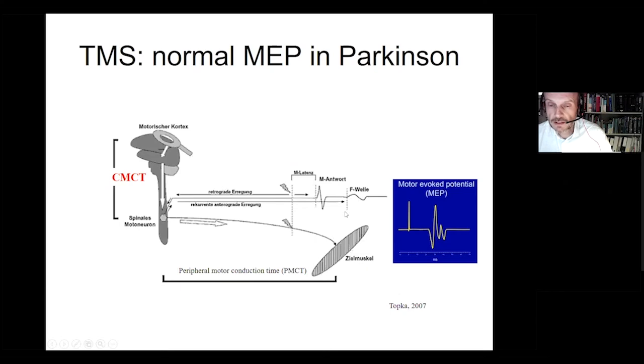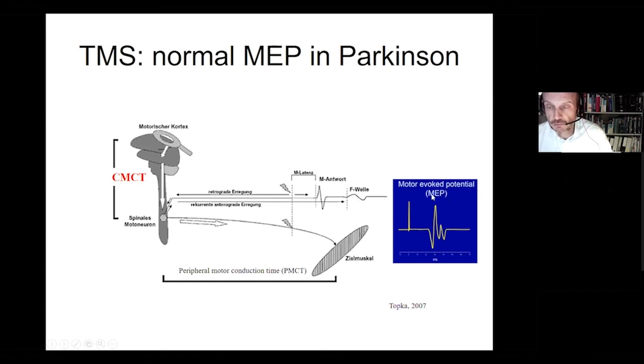Now, first, to start what TMS can do, probably most of you are familiar with what we call motor evoked potentials, where we apply this impulse on the motor cortex, elicit an action potential that excites the motor neuron in the motor cortex, leads to a descending action potential, which elicits then discharge of the second motor neuron and leads then to a muscle contraction.